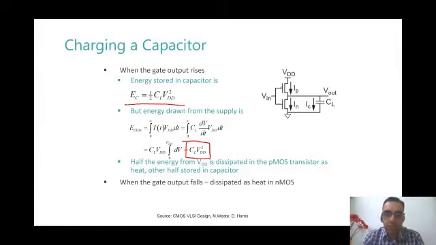Now when this capacitor CL switches from 1 to 0, that remaining 1/2 CVDD square will also get dissipated. Where will it get dissipated? In the channel of the NMOS. Are you able to see this? Is this clear?